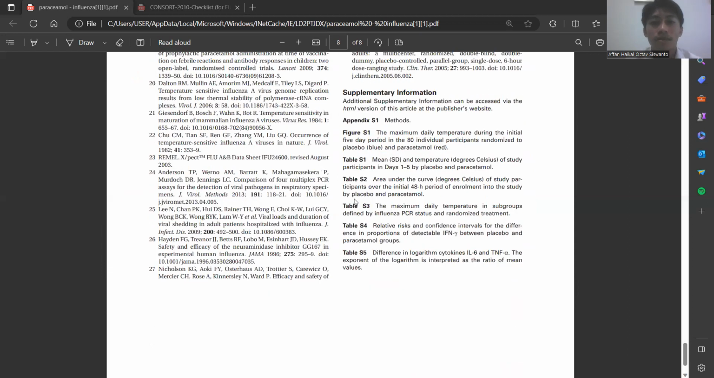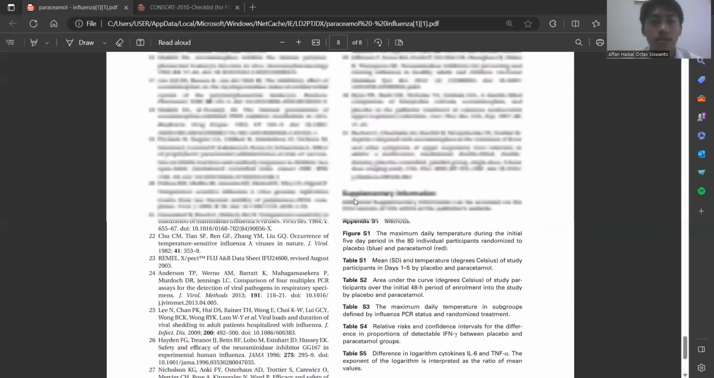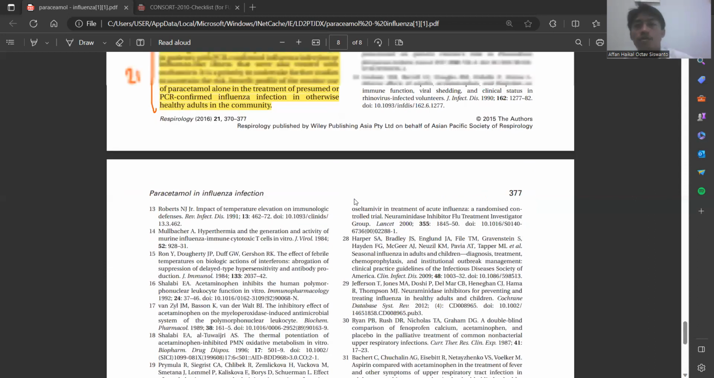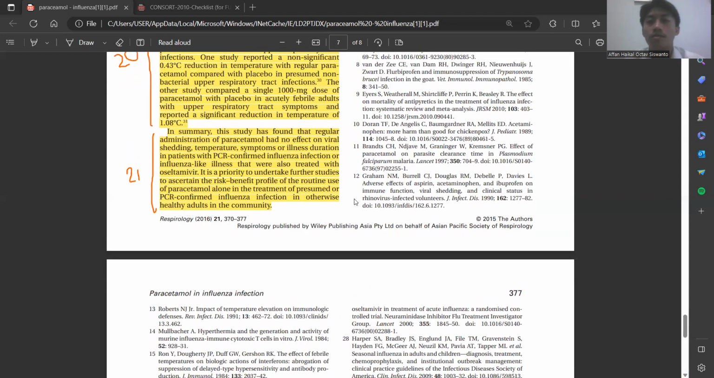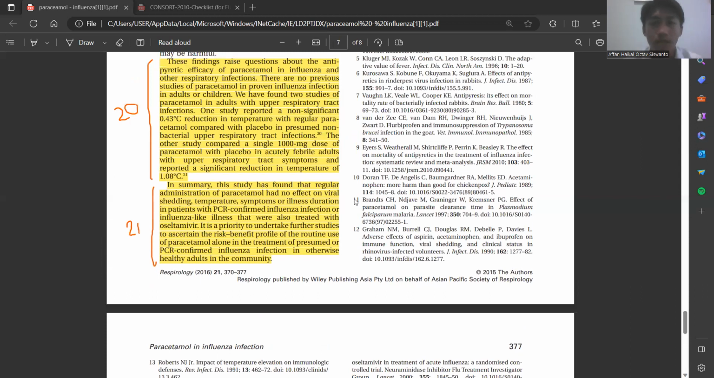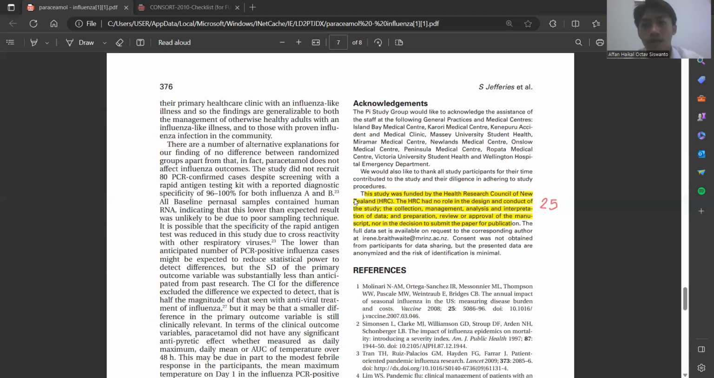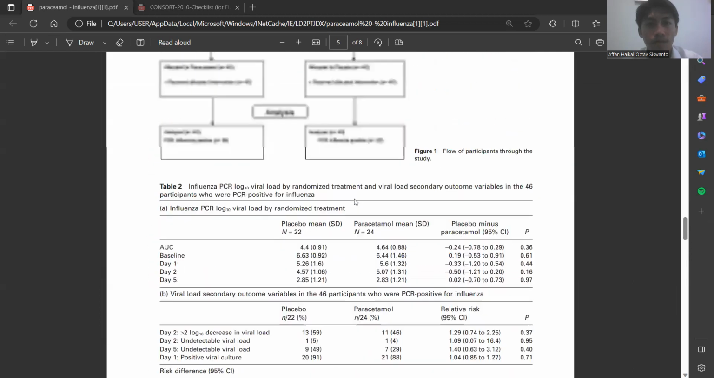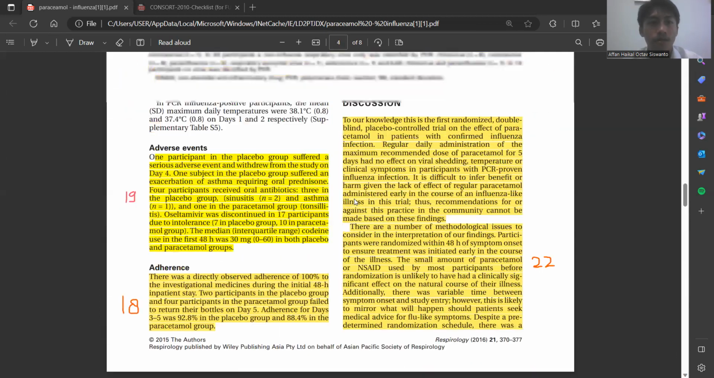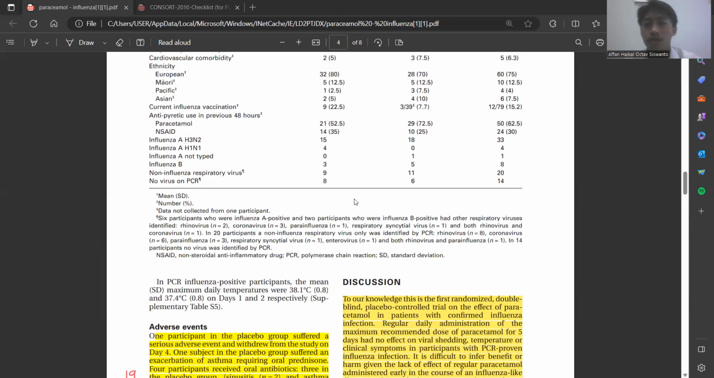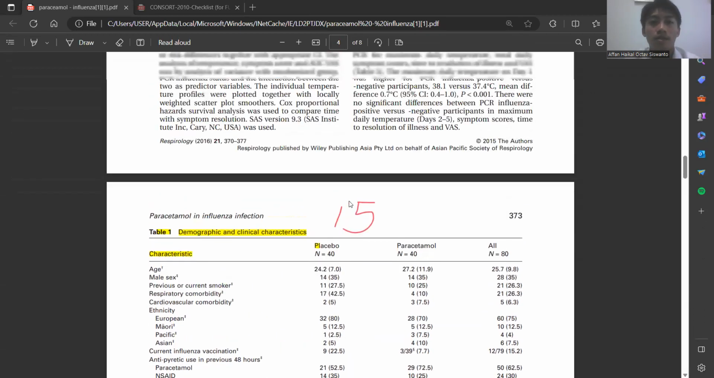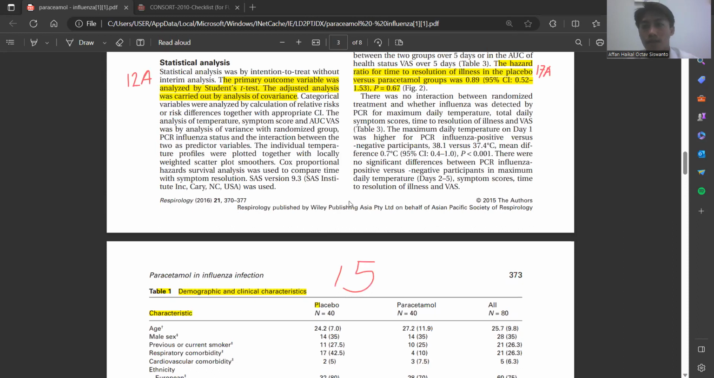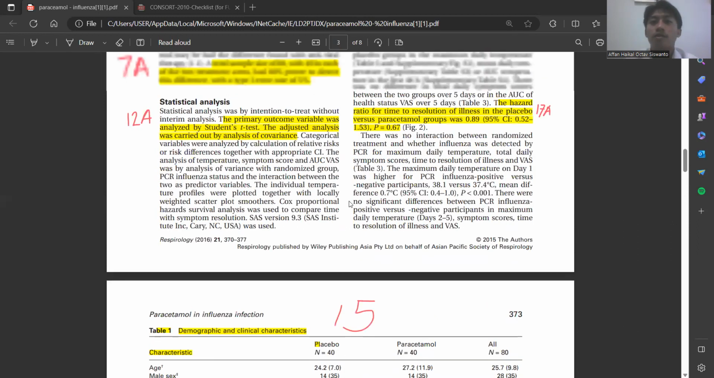So maybe only these items are what I can find in my article. For the rest of the items that I could not find in this article, I apologize to you.